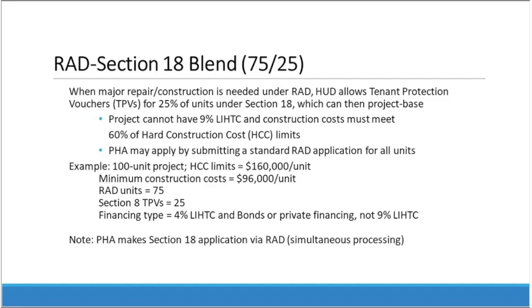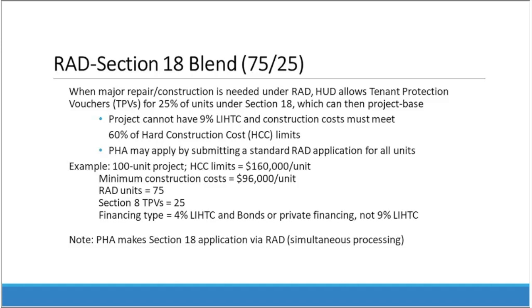This option is not available if you use 9% low-income housing tax credits. It is available if you use 4% credits, or it is available if you don't use any credits, but just use debt, or subordinate debt or conventional debt. But it's not allowed when using the 9% low-income housing tax credit.